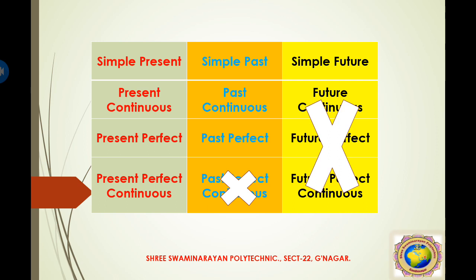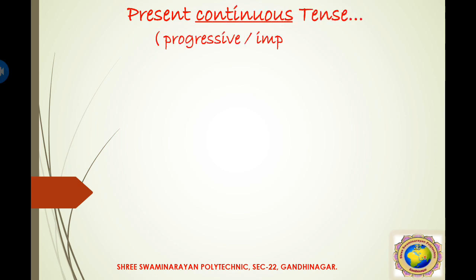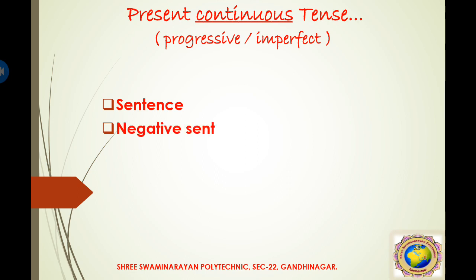So in the last session we discussed simple present tense. Now in this session we discuss present continuous tense. What is the meaning of present continuous tense? Normally, present continuous tense is also known as progressive or imperfect tense. In this session we discuss how to make sentences in present continuous tense, negative sentences, question forms in present continuous tense, and related exercises.